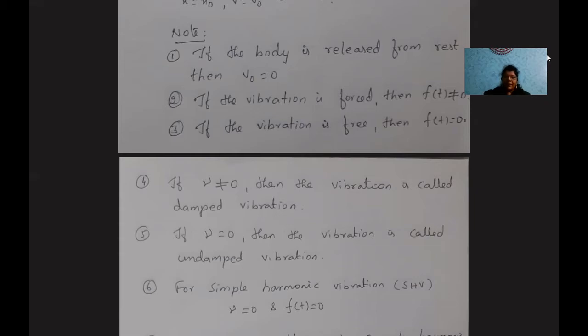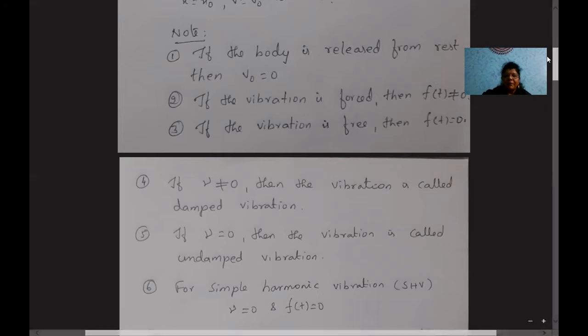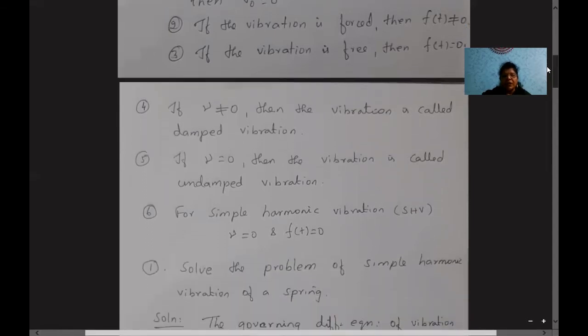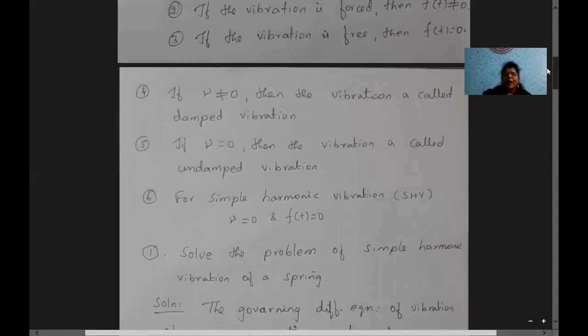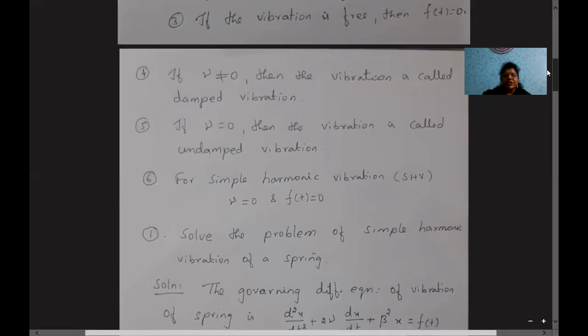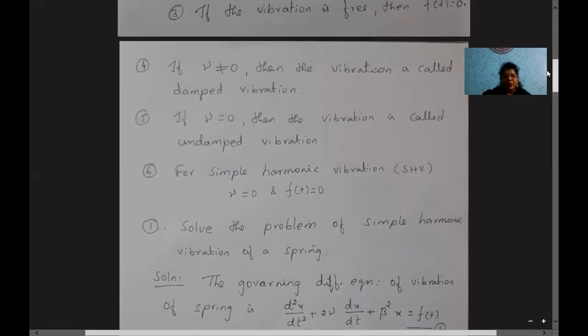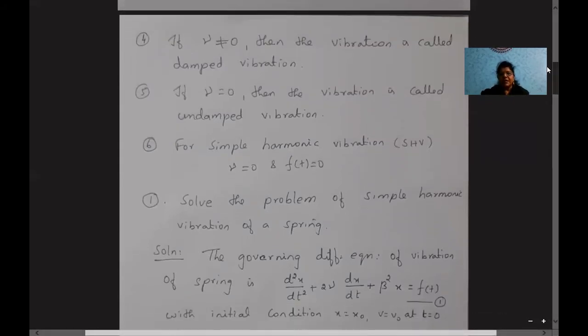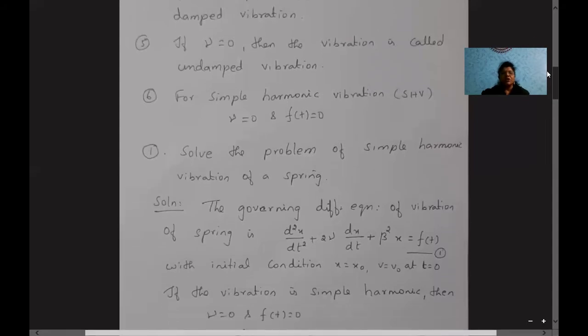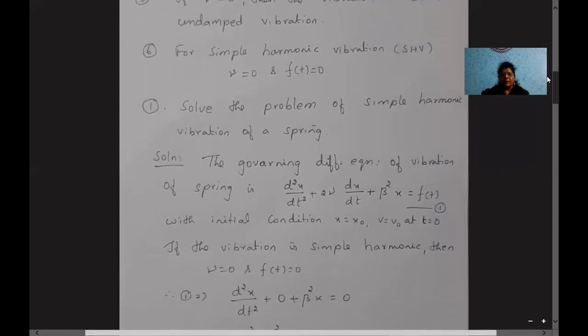If gamma is not equal to 0, then the vibration is called the damped vibration. If gamma is equal to 0, then the vibration is called undamped vibration. For any simple harmonic vibration, the conditions are gamma equal to 0 and f of t is equal to 0. These 6 points you remember, then we can solve any problem in this vibration of string. First, we'll start the problem.